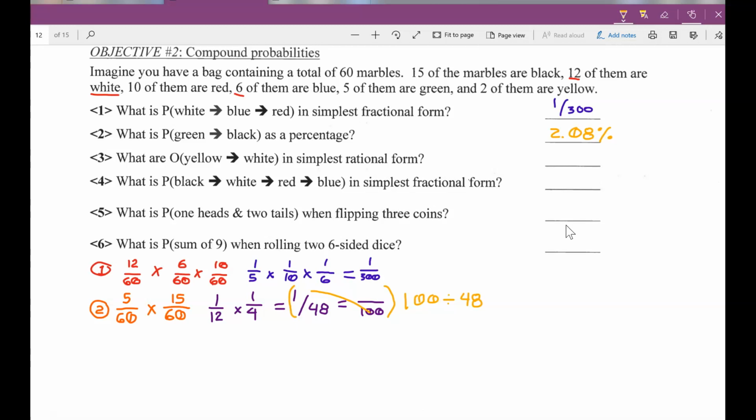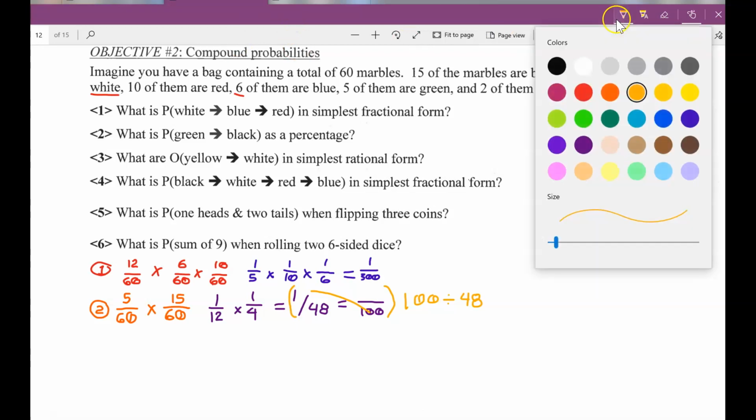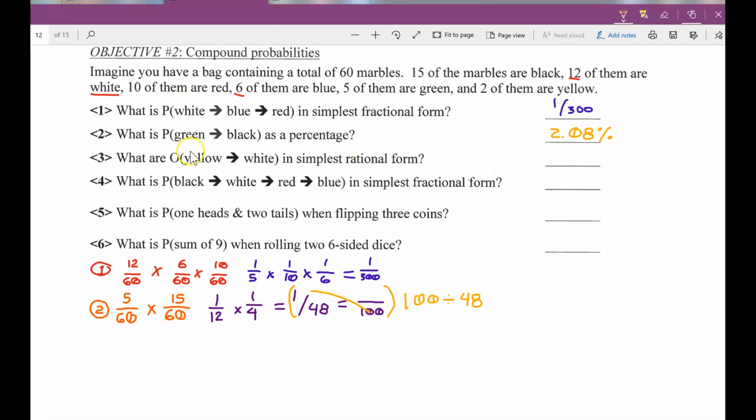All right, number 3. We want the odds this time, and specifically we want the odds of going yellow, then white. All right, so first of all, we know that both the denominators are going to be 60. So we know we're going to multiply, so we can set that up. What is the probability of getting a yellow? That's 2. What's the probability of getting a white? That is 12. Sorry, I couldn't find it there for a second.